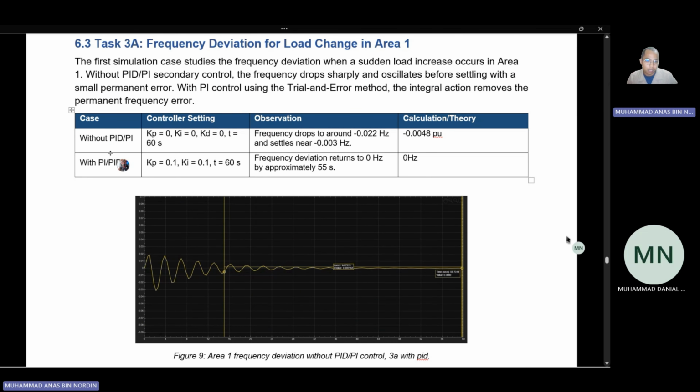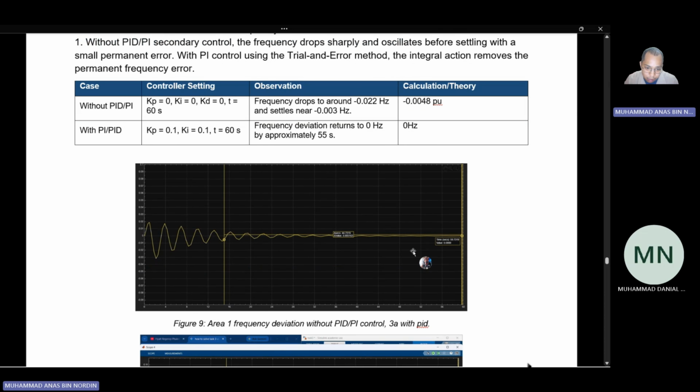Okay, first of all, the case for task 3A, without PID or PI, so I set the control setting for KP 0, KI 0, and KD also 0. For the sampling time, I set it to 60 seconds. As you can see here, the simulation result is the area 1 frequency deviation without PID control. The observation is that the frequency drops to around negative 0.022 Hz and settles near negative 0.003 Hz. I can see first a bigger oscillation, and then finally the value is negative 0.003 Hz.